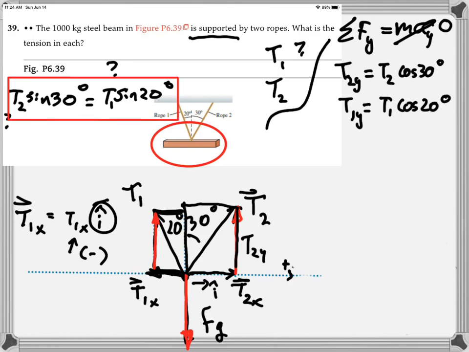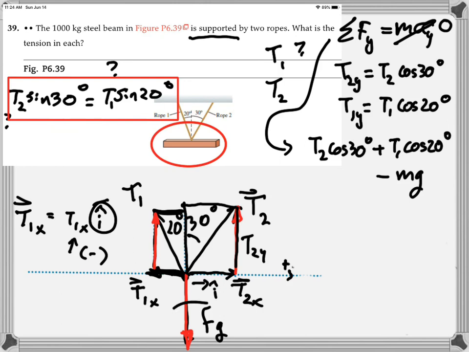So T1 cosine of 20 degrees will be that component. So now we add all the y components of all the vectors acting here. T2y and T1y are positive. They are T2 cosine 30 and T1 cosine 20. And the weight of the object is negative. The y component is negative because it's pointing down. So those three add up to 0.